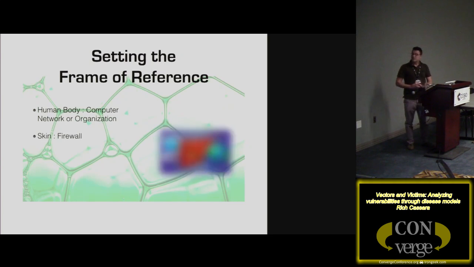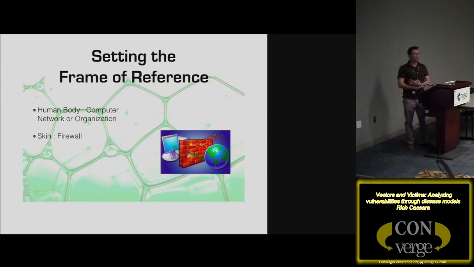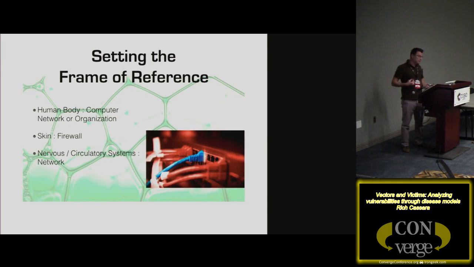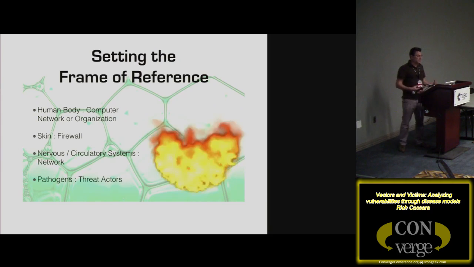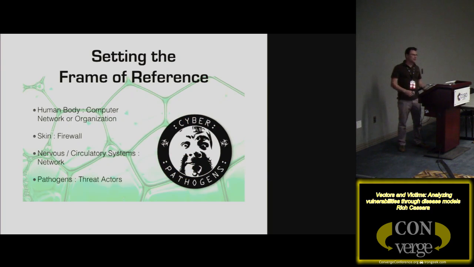Then the skin, one of the most important organs for the immune system, acts much like a firewall does for an organization. It's the first line of defense against everything that's outside of that organization. Within your body, you have nervous, circulatory, and lymphatic systems, which send communication signals from one area to another. This acts much like our networks. And finally, the things that are outside trying to get into us are the pathogens, which are the threat actors that are trying to get into our organization.